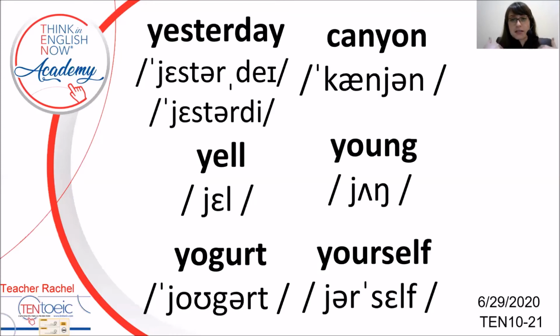Yourself. This is describing you. For example, you should buy yourself a car. So you're talking about you, me, yourself. You should get yourself a new house. So it's for you, or for you, I should say, for you.